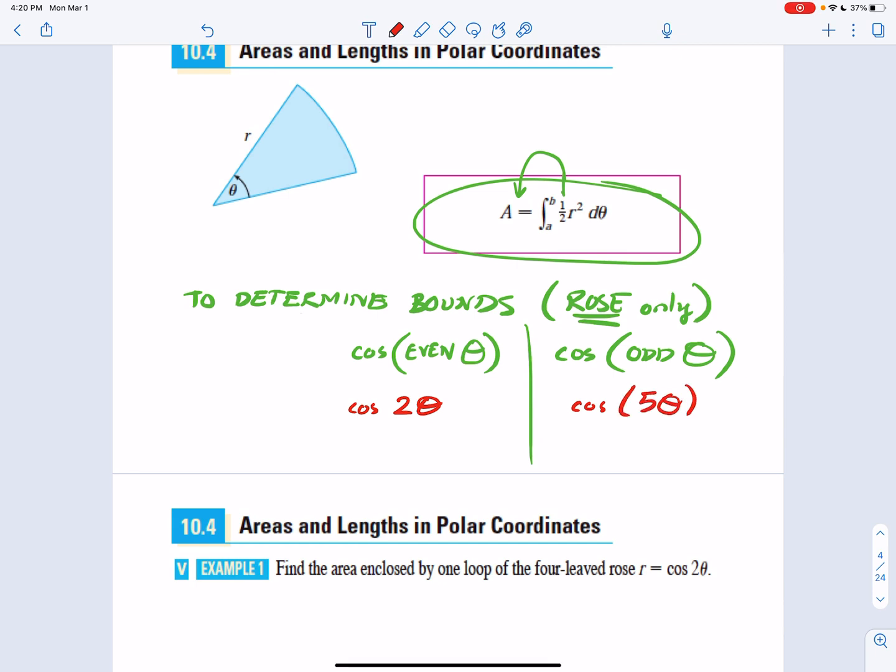You want to be able to figure out what the bounds are, okay? And just by looking at these angles, whether it's even or odd, it's actually going to tell you what these angles are, okay? So make sure that you write this down. Let me pull this up real quick, just so I don't shoot myself in the foot.